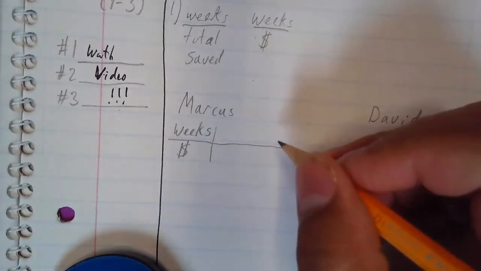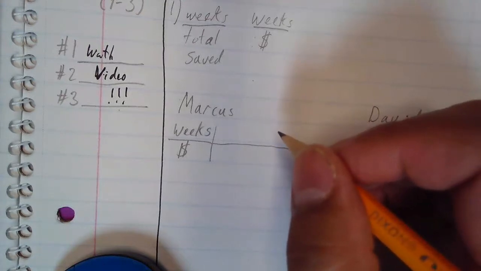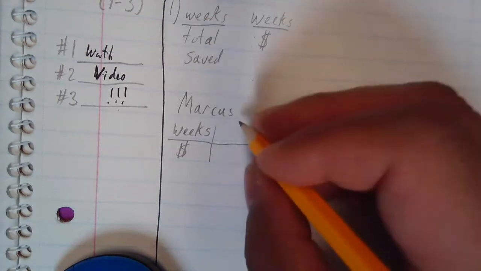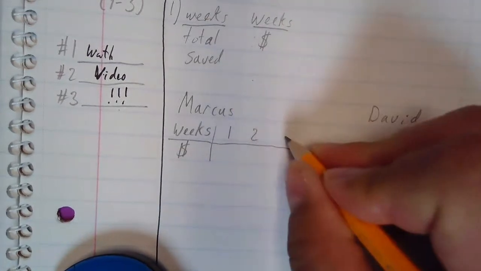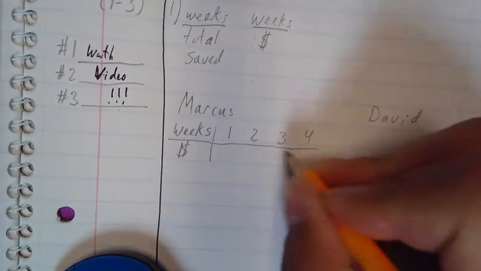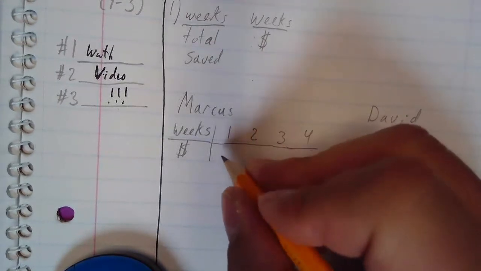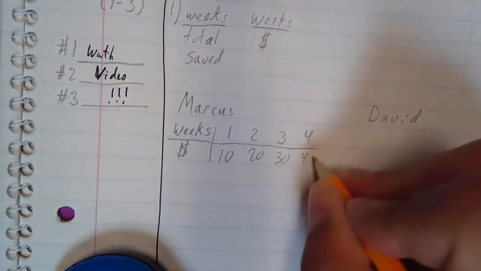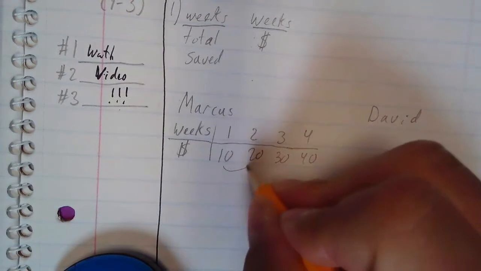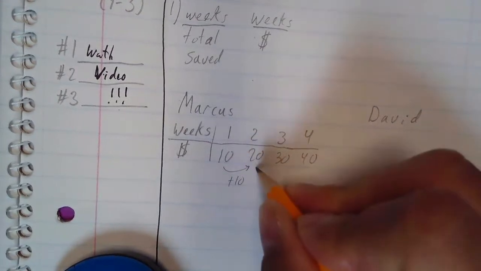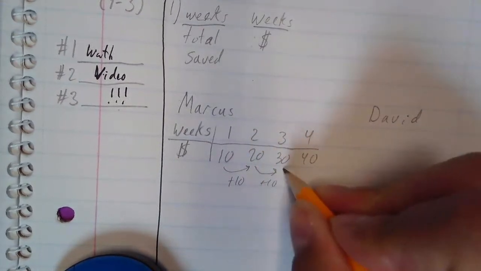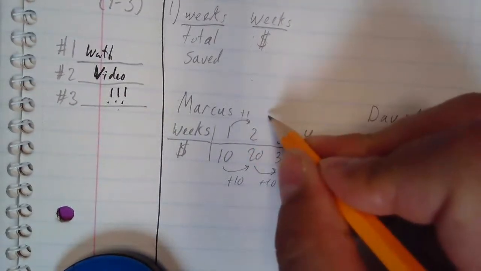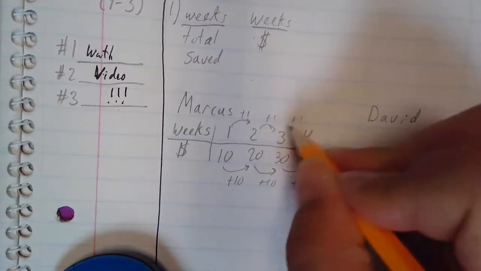weeks to money. It tells us that Marcus saves $10 a week. And we have to make a listing of 4 weeks. So week 1, week 2, week 3, week 4. And after 1 week, Marcus saves $10, and then 20, and then 30, and then 40. All I'm doing is skip counting. $10 a week, plus 10, plus 10. And I know this is review, but it doesn't hurt to do this. And of course, here, plus 1, plus 1, plus 1, same thing.